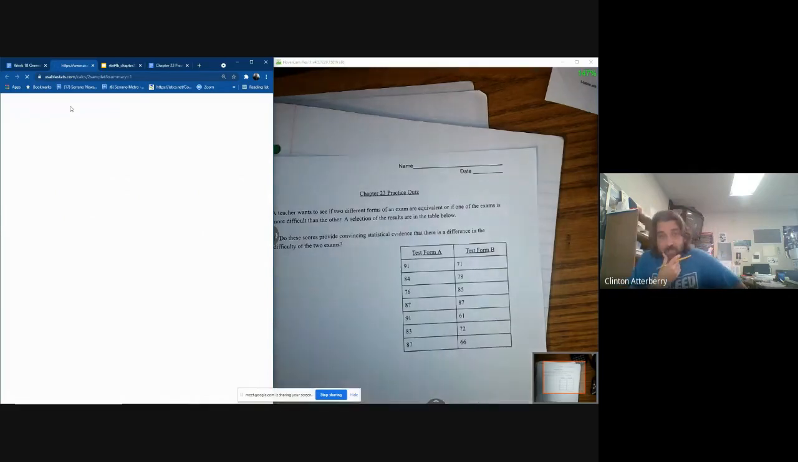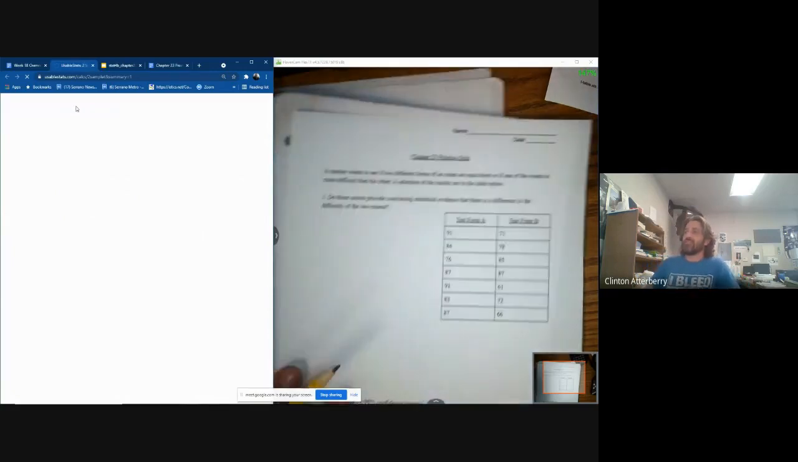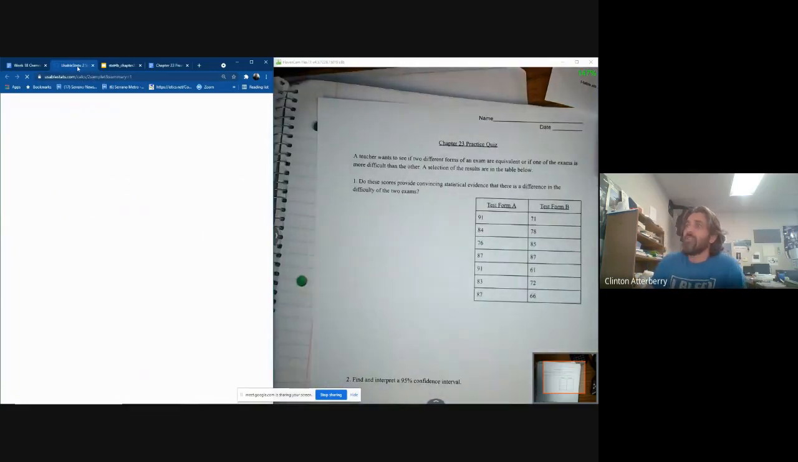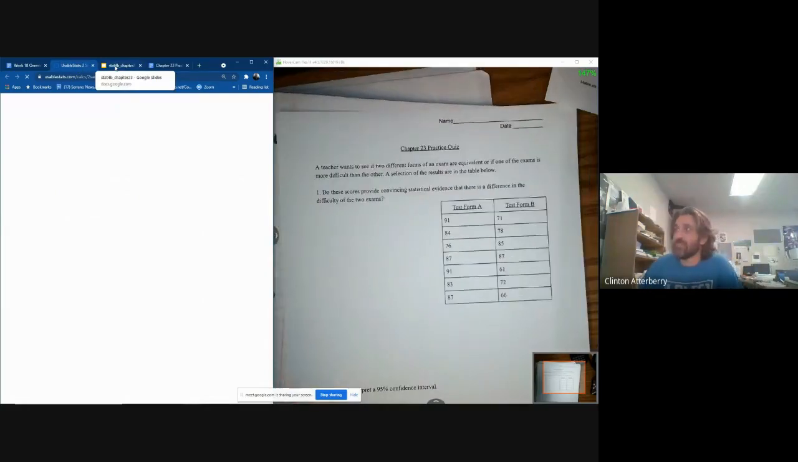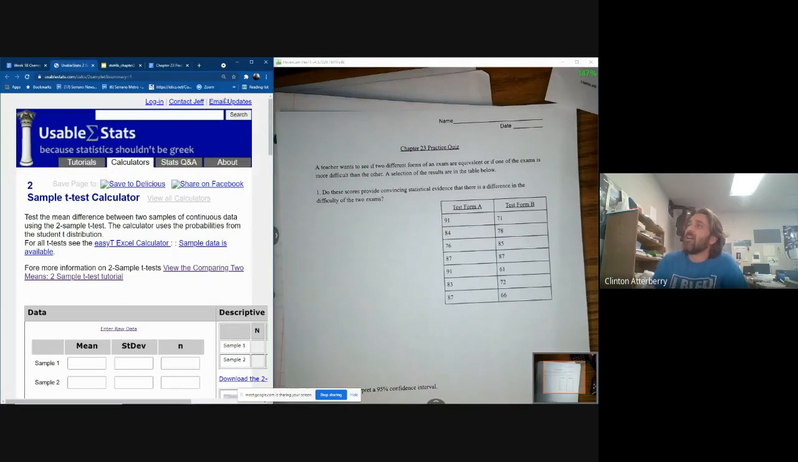quiz, and you can assume your quiz will be very similar. This one says, a teacher wants to see if 2 different forms of an exam are equivalent or if one of the exams is more difficult than the other. A selection of the results are in the table below. Do these scores provide convincing statistical evidence that there's a difference in the difficulty of the 2 exams?